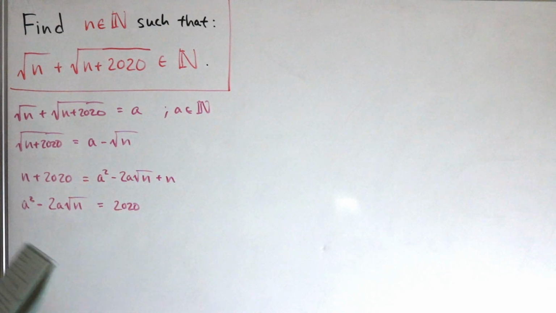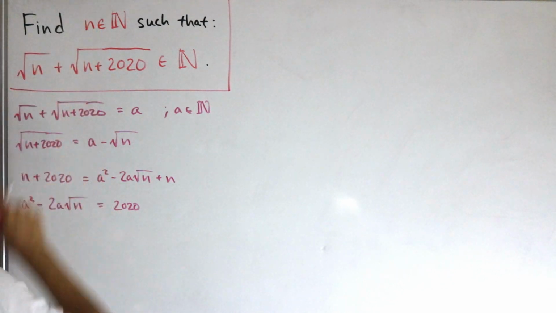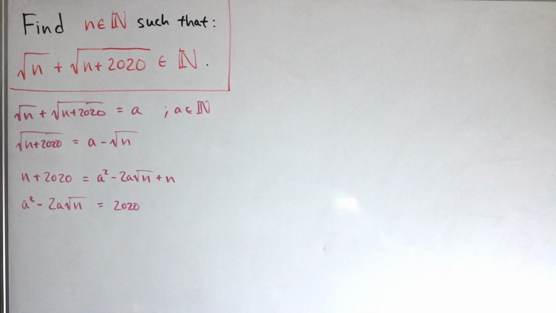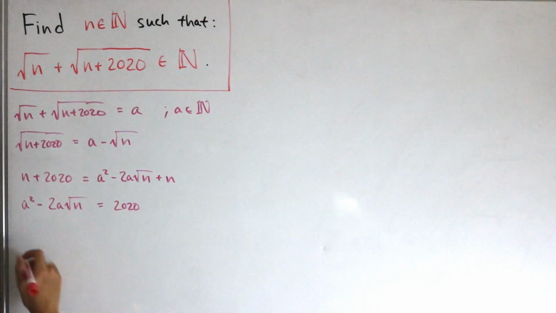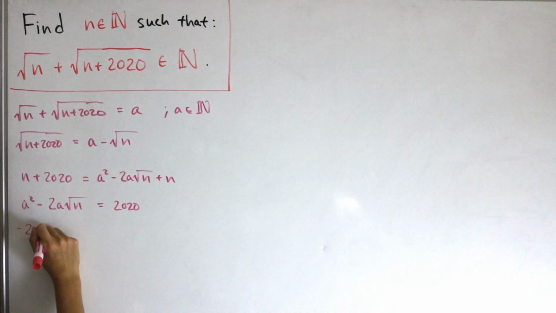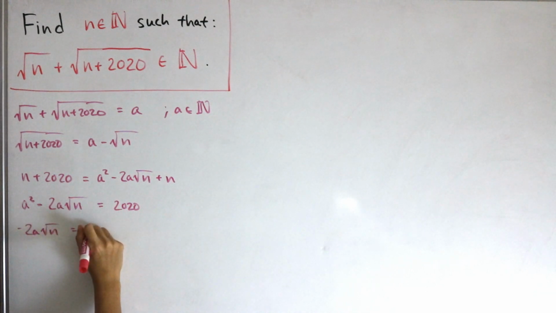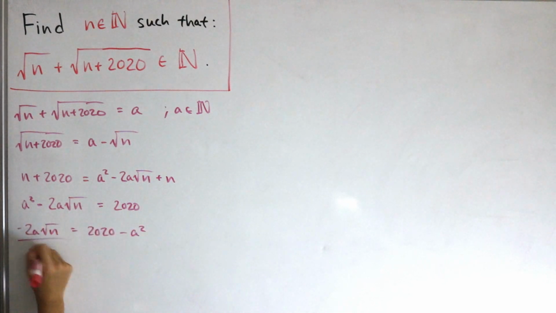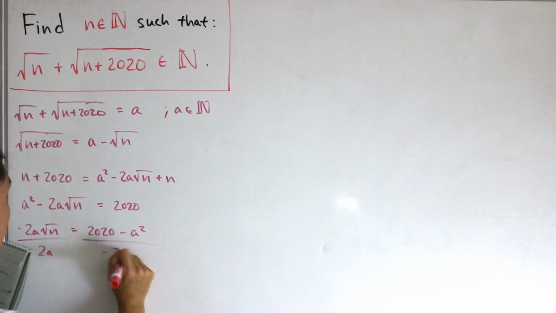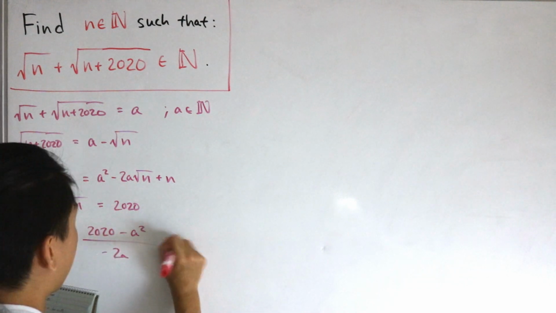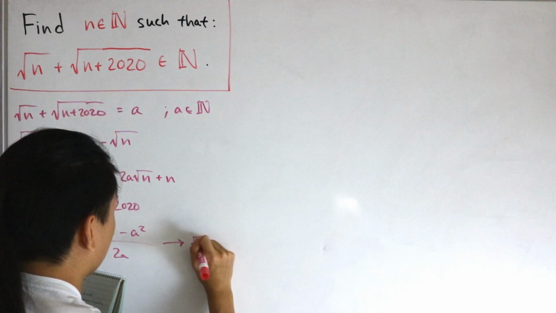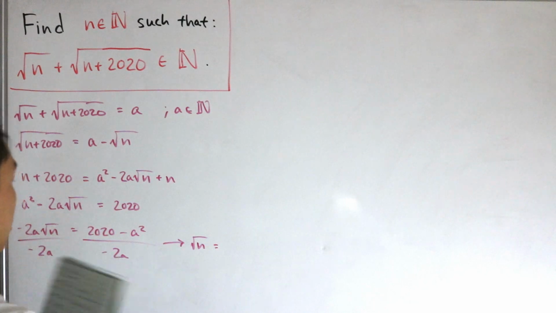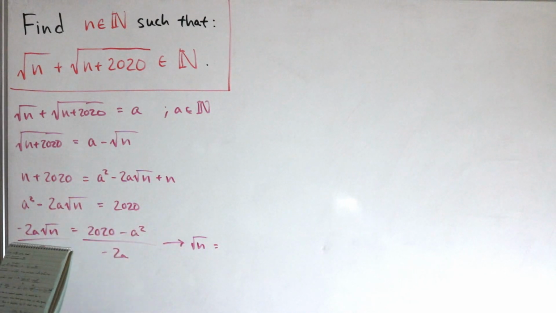The whole point is that we want to solve for n, since we're trying to find that natural number n such that the expression is a natural number. So let me subtract a squared from both sides. I have negative 2a times the square root of n set equal to 2020 minus a squared. Let's divide both sides by negative 2a. That leaves us with just the square root of n, and let me rearrange the terms such that a is the leading term.